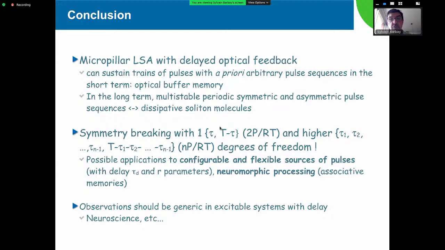Interestingly, this can also have some interesting application if you want to build some sources of pulses with definite pulse timing between the pulses. You can do that with this kind of system. And this has application also in neuromorphic processing, in particular associative memories. And we expect that this dynamics is generic to any kind of excitable system with delay, so in particular in neuroscience. So I thank you for your attention.